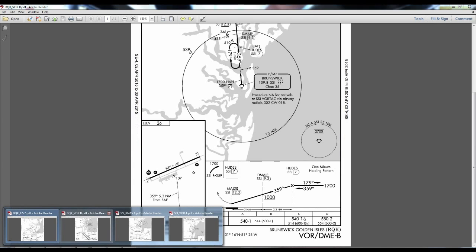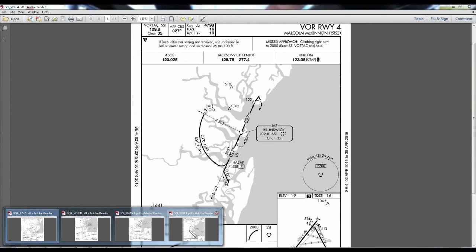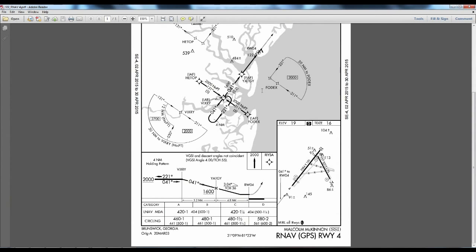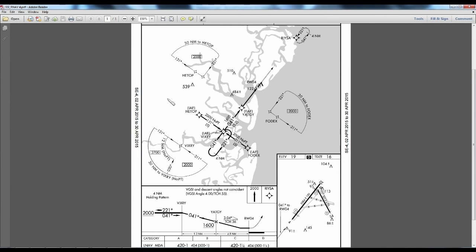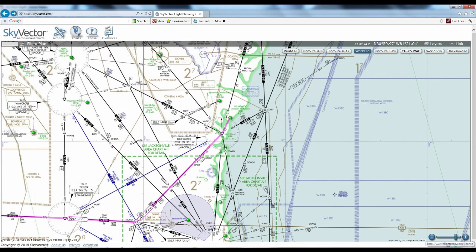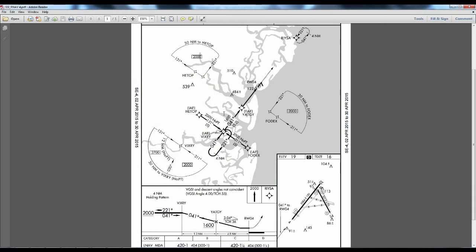Let's look at a different example. Let's look at the RNAV runway 4 into McKinnon. Here we have HETOP. Our transitions could be HETOP, VIXRI, or FODEX. If we look at the en route chart, well, they're not depicted, are they? So if we were flying, say for example, the HETOP transition, how would we get to HETOP?